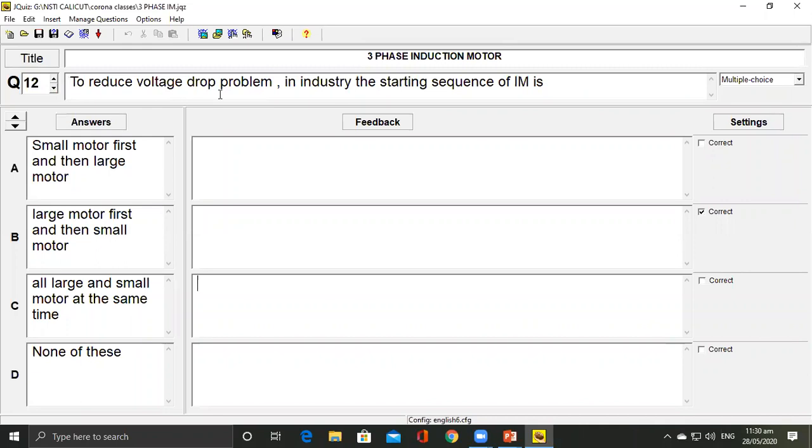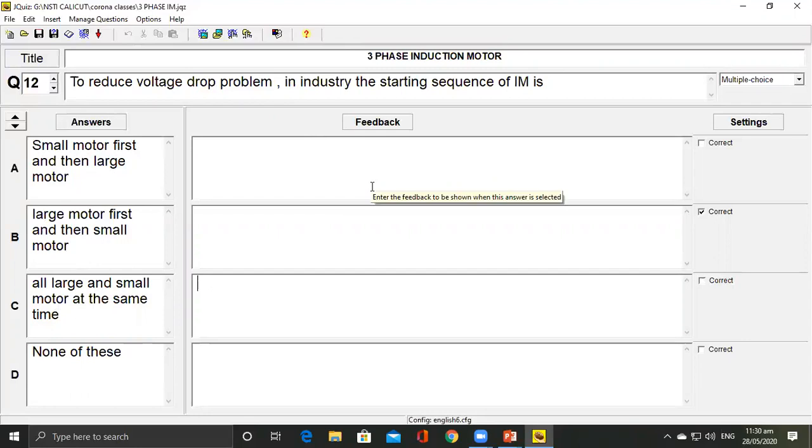To reduce the voltage drop problem in industry, the starting sequence of induction motors is: you know that in industry there are different rating induction motors, high power motors, 5 HP, 10 HP motors, and 3 HP motors. The options are: A, small motor first and then large motor. B, large motor first and then small motor. C, all large and small motors at the same time. D, none of these.